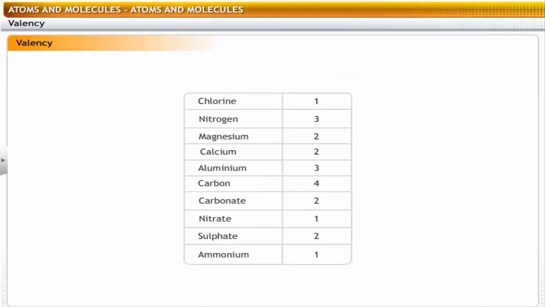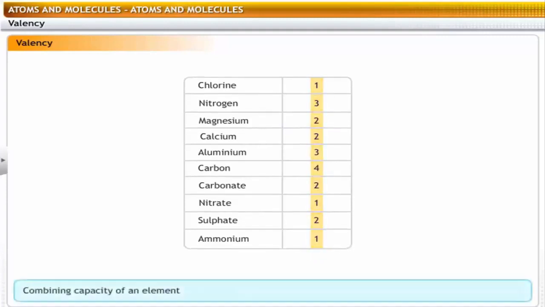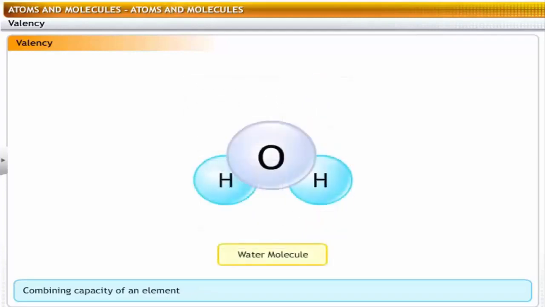We know that atoms of an element combine to form a compound. Every atom has a specific combining capacity. This combining capacity of an element is known as valency. For example, consider a water molecule. It has 2 atoms of hydrogen and 1 atom of oxygen. This shows that the combining capacity of oxygen is 2 and takes 2 hydrogen atoms.